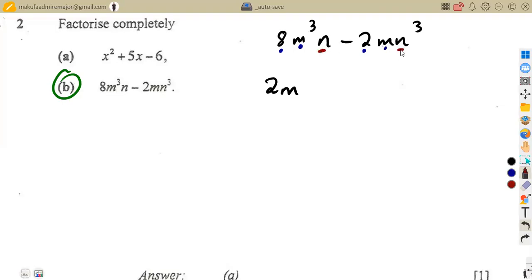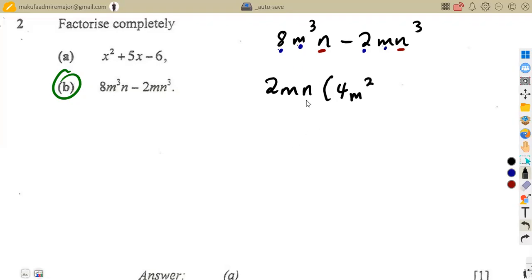Between n and n to the exponent of 3, n is the one with the smallest exponent. So you're going to factor out n. That is your highest common factor. Whatever you get here, you divide this term by the first term. If we divide 8 by 2, that is going to be 4. m to the exponent of 3, but there are 3 of them. If we divide by 1, we are going to be left with the 2 of these m's.